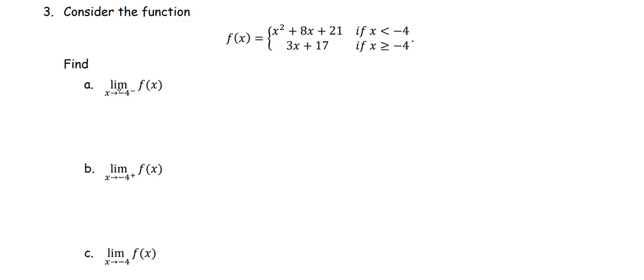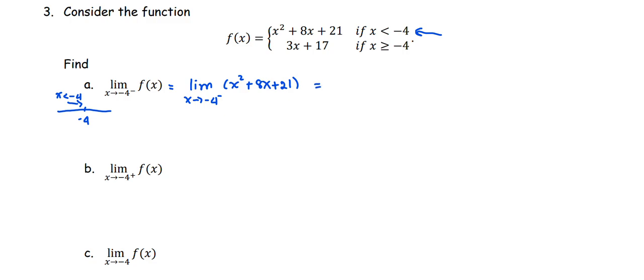So in part A, since x is coming from the left toward -4, that means x is going to be less than -4. Therefore, the function we're going to use to find the limit is the one that's defined first, as x is strictly less than -4. So we write the limit of the function x squared plus 8x plus 21 as x approaches -4 from the left.